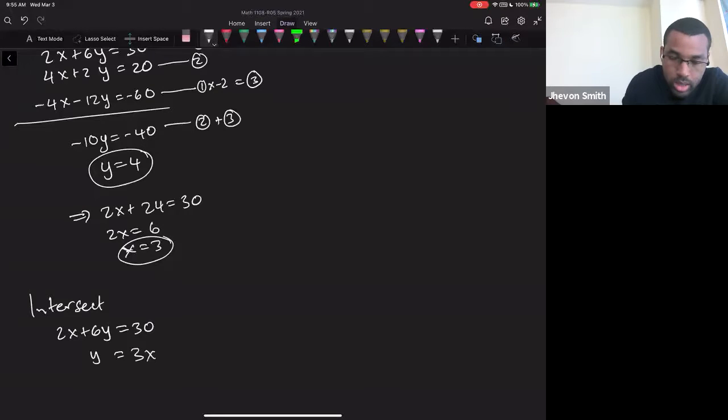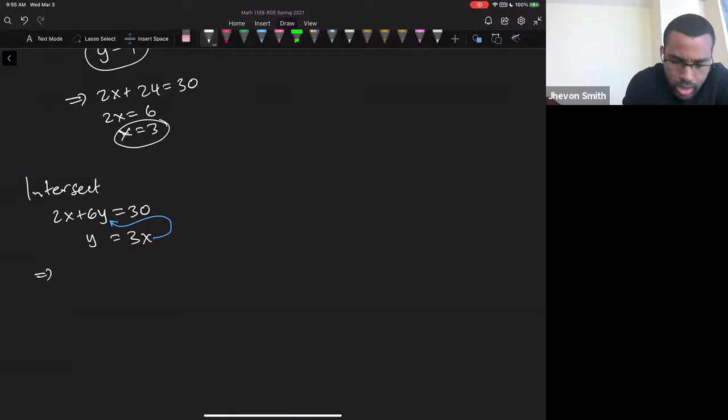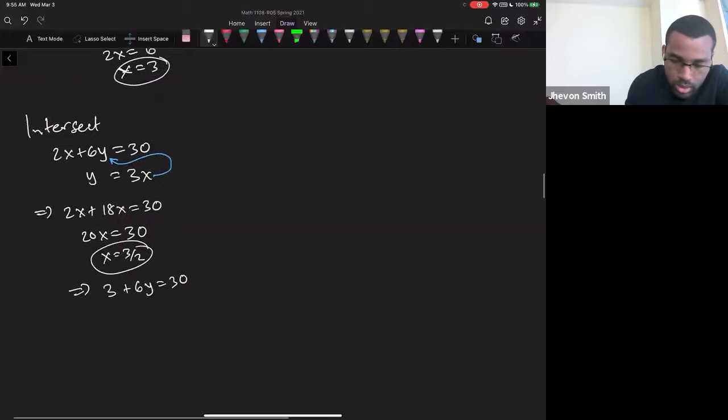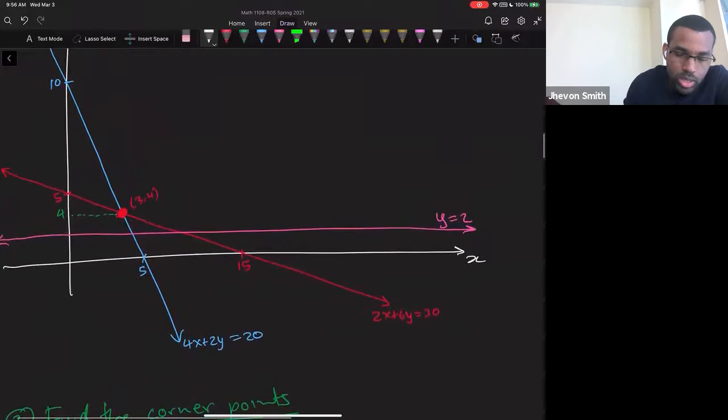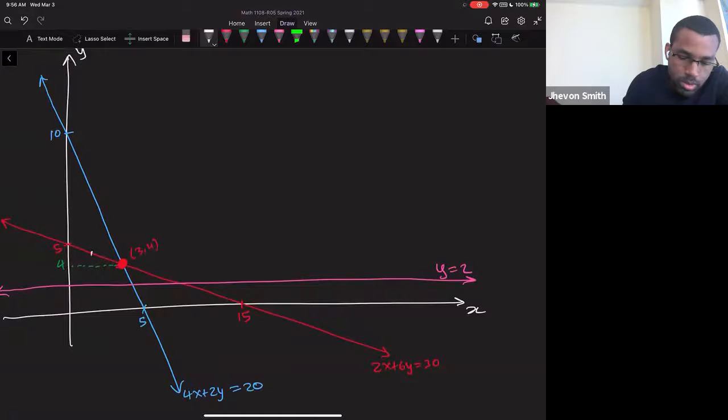Intersect that with y equals 3x, which means I can just take this and plug it in here. So now I would get 2x plus 6 times 3x, 18x, so 20x equals 30. So x equals 3 over 2. This means 3 plus 6y equals 30, which means that 6y equals 27. So my y equals 27 over 6, which is 4 point something, which means it's going to be a little bit above where the 4 hits. So it's going to hit above like so.